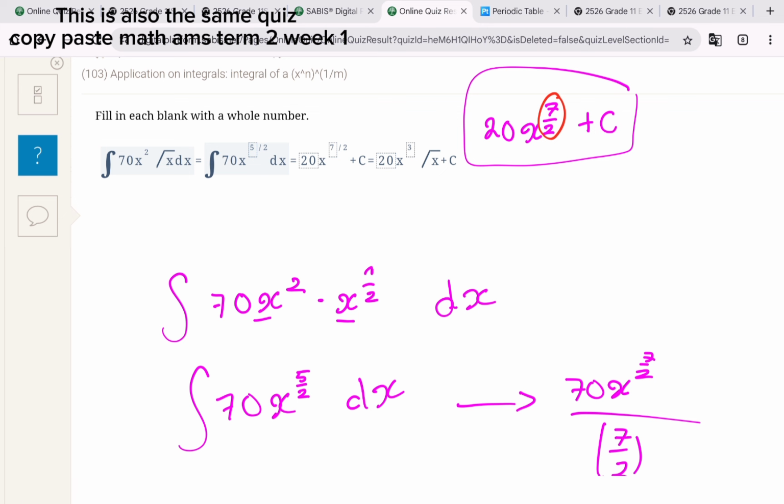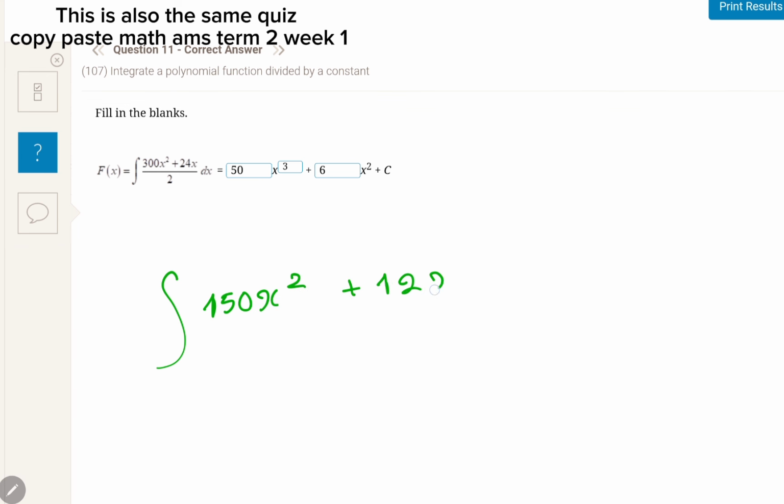What does it say in question number 11? We also need to do the integration of this. A very easy way would be directly to divide everything. So integration of 300 divided by 150x squared plus 12x, okay? After doing integration, it's going to be 150x cubed over 3 plus 12x squared over 2 plus c. So 6x squared and then 50x cubed. And this is your answer. We'll move on to question number 12.